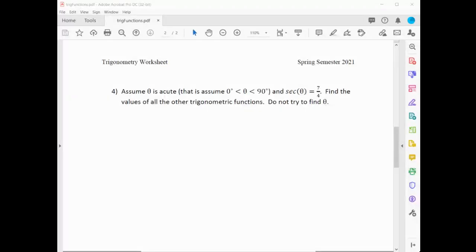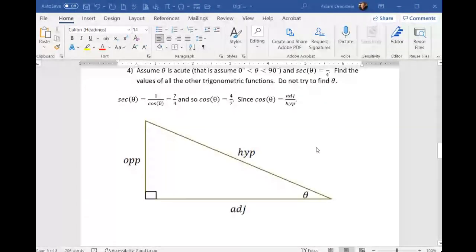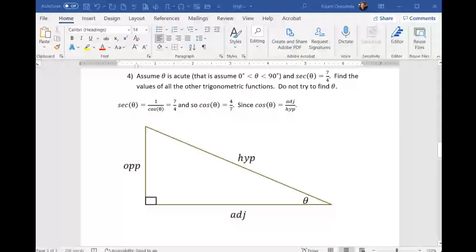Okay, so again, let me just share the solutions. Again, you don't have enough to figure out what theta is, so we're not going to try and find theta. Okay, here we go. So we're here now. Again, we know that secant of theta is 7/4.